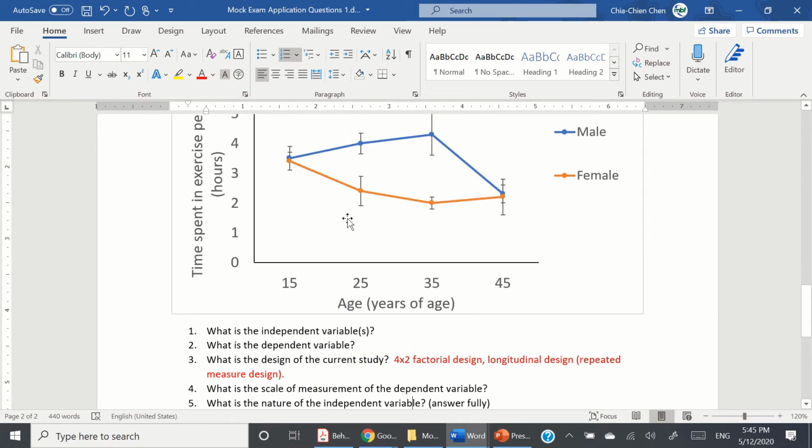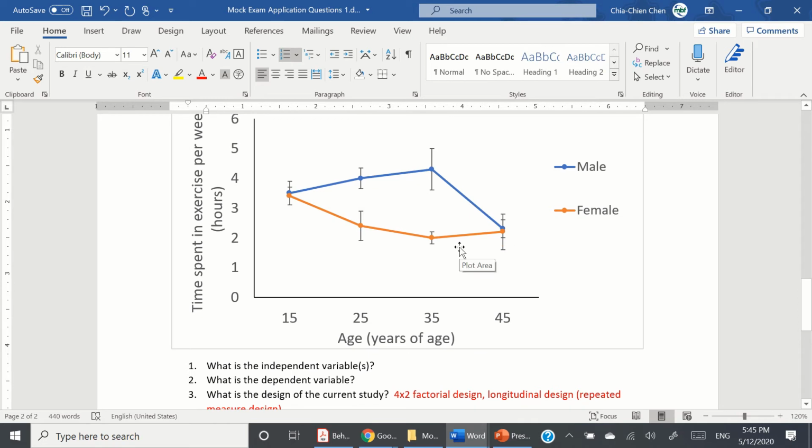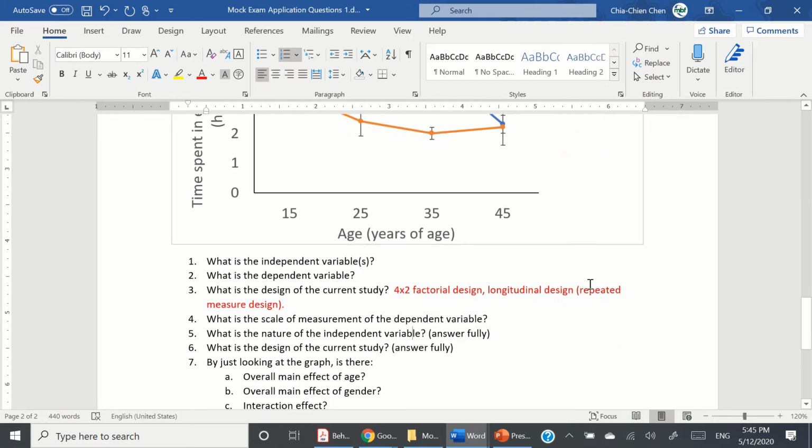Okay, so this is how you do data exploration when you're looking at the graph. Just by looking at the graph, you can get a good idea of what kind of overall main effect as well as interaction effect you are looking at.